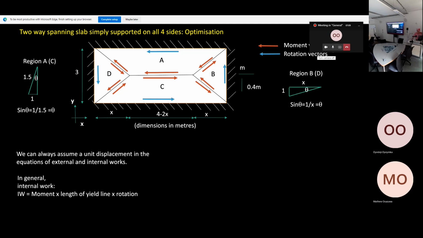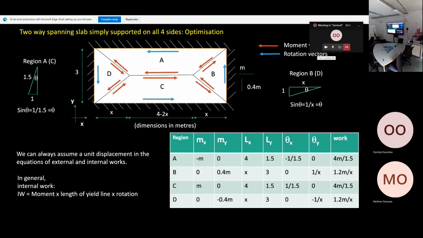So this is exactly what we did last week. These are the regions, A, B, C, and D. For each region we have the moment mx, the moment of resistance in the y direction, the length of the yield line in the x direction, the length of the yield line in the y direction, the moment about the x-axis, the rotation about the x-axis, and the rotation about the y-axis. Is that clear?